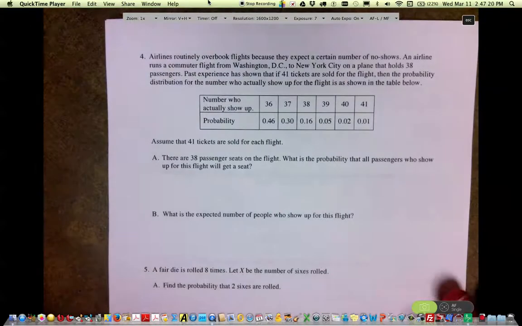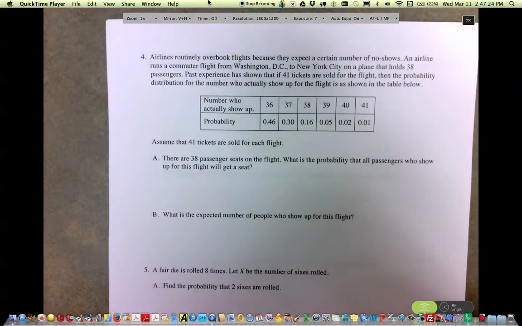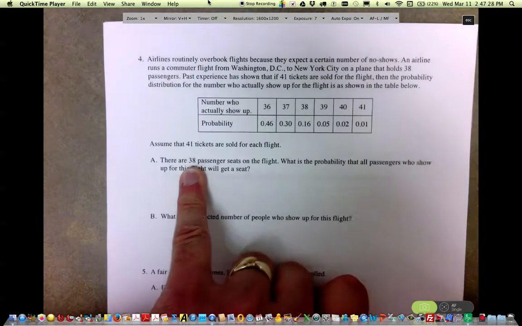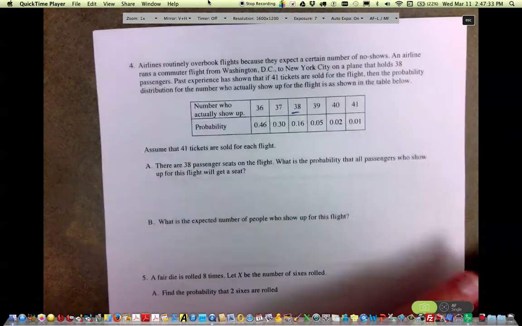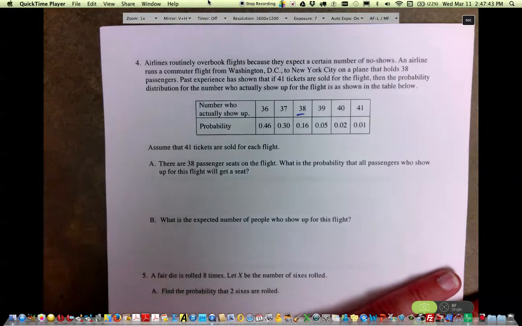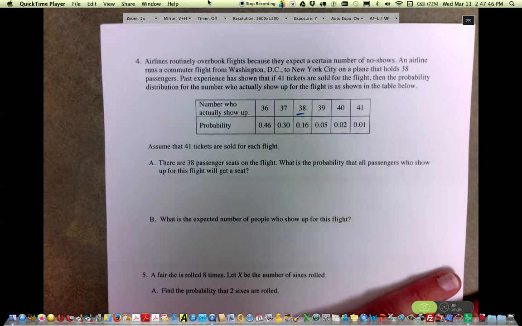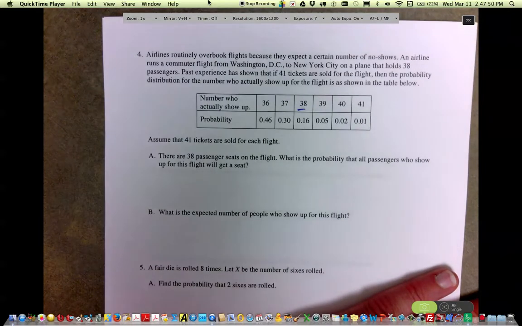All right, this is about airline travel. On airplanes, in this case with 38 passenger seats, airlines will actually sell more tickets than they have seats. And the problem is that sometimes some people show up and don't get a seat on the plane. But if they sold exactly 38 seats, some people wouldn't show up and they would end up with empty seats.